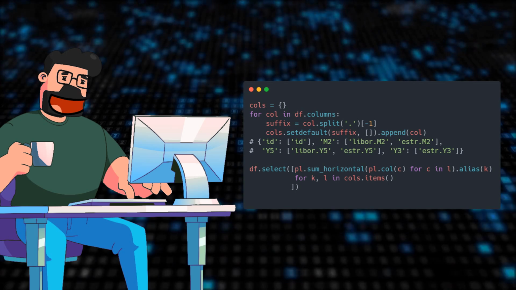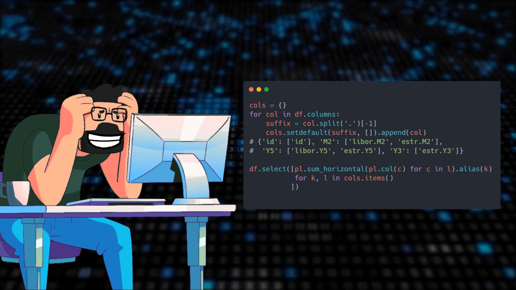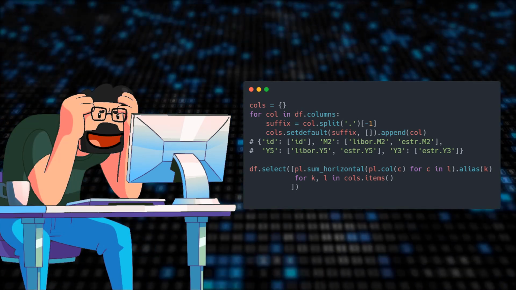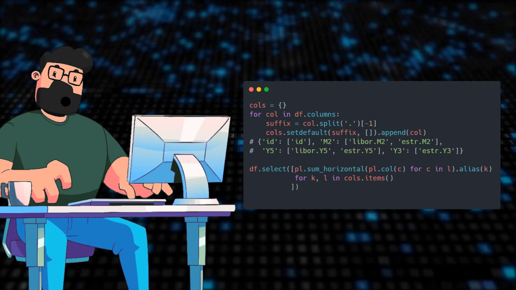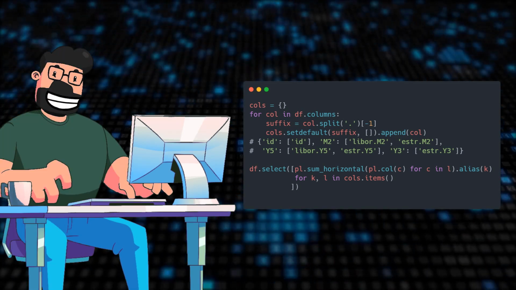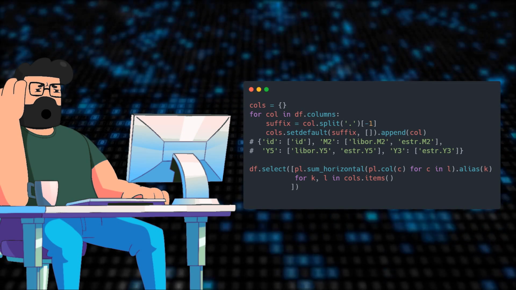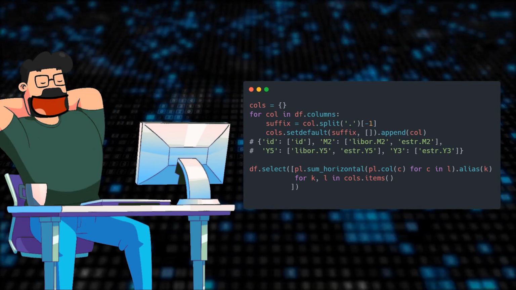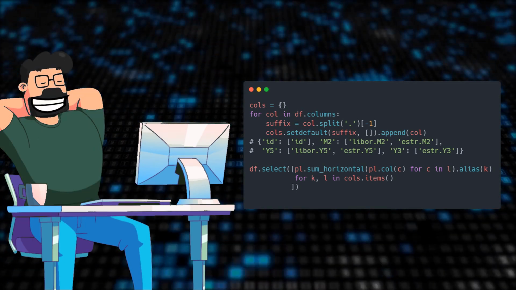Now, diving into the solution provided, we start by creating a dictionary that groups the columns to aggregate. By extracting the suffixes from the column names, we form the dictionary structure. This step is crucial in preparing the data for the upcoming aggregation process.